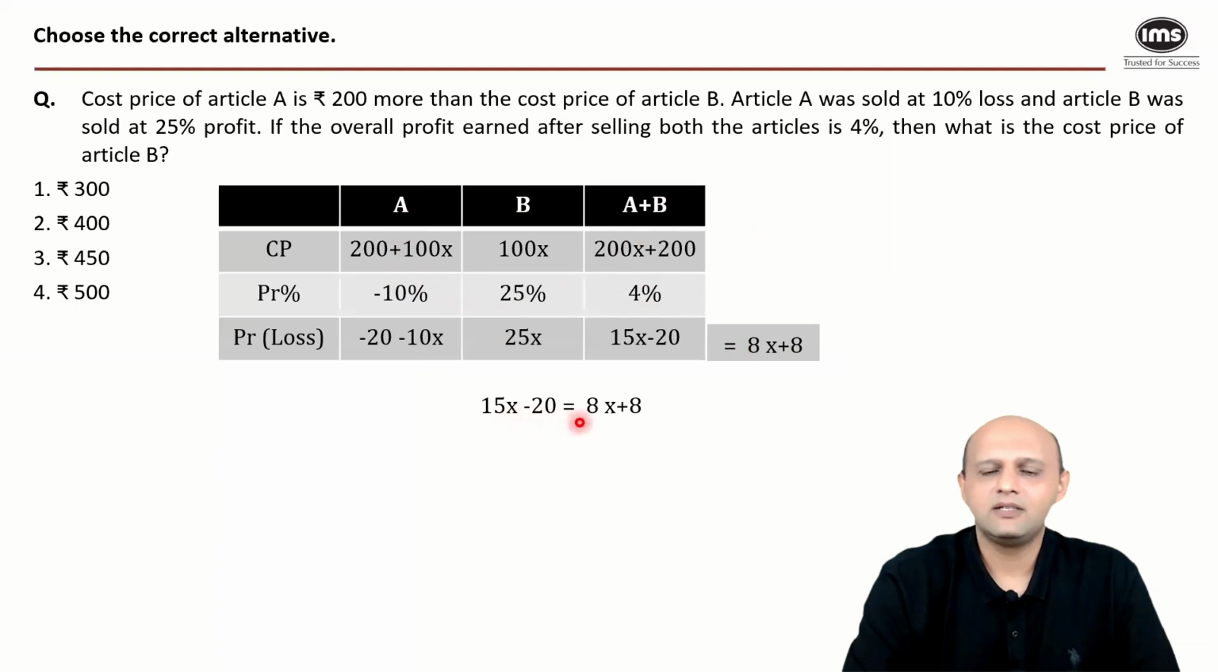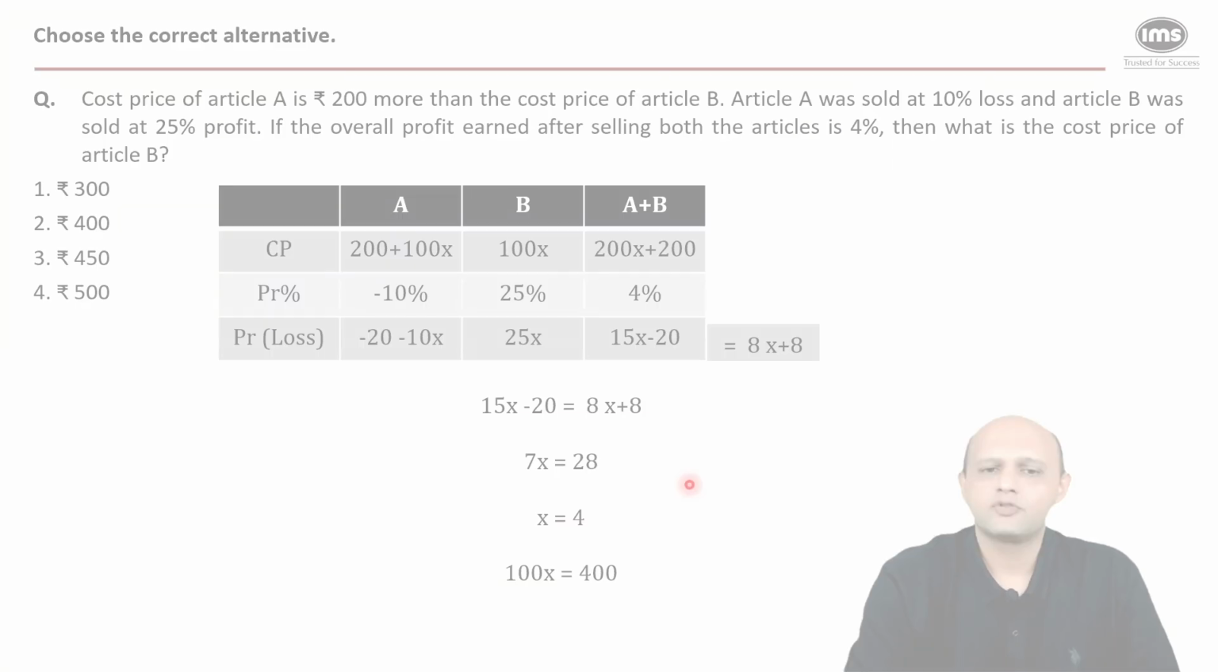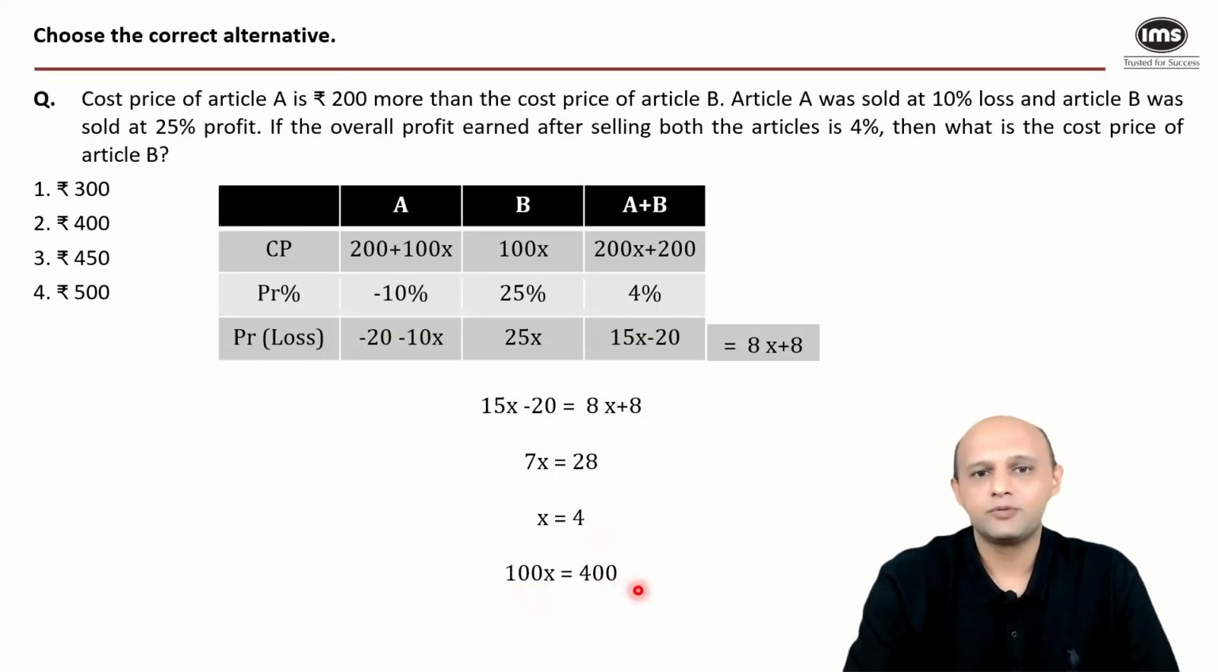15x minus 20 is equal to 8x plus 8. 7x is 28, so x would be 4. And if x is 4, what would 100x be then? 100x would be 400. And therefore the answer would still be option B.